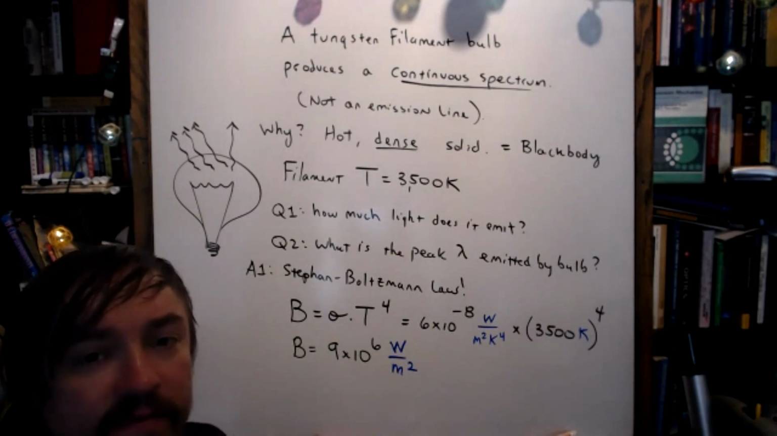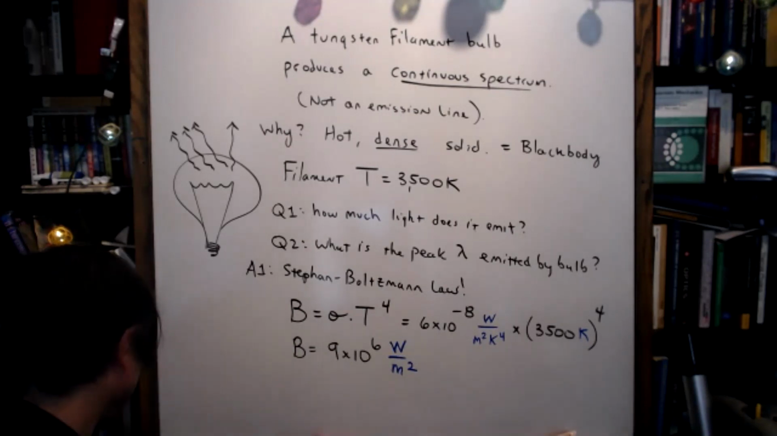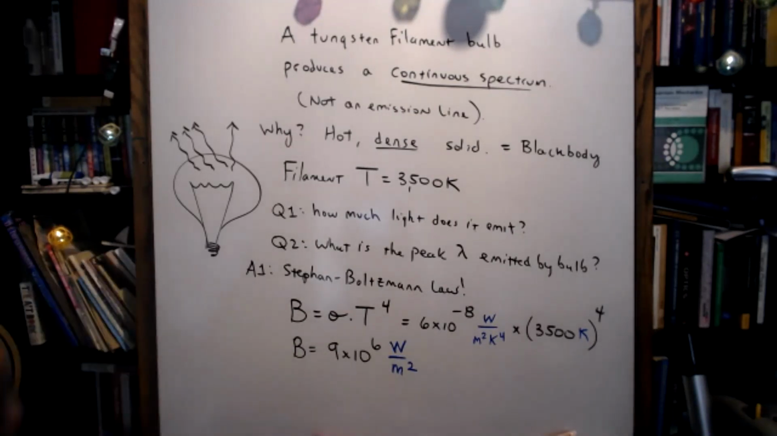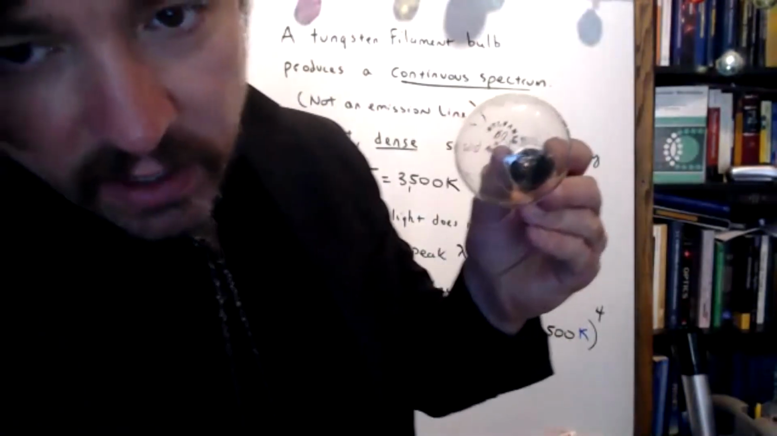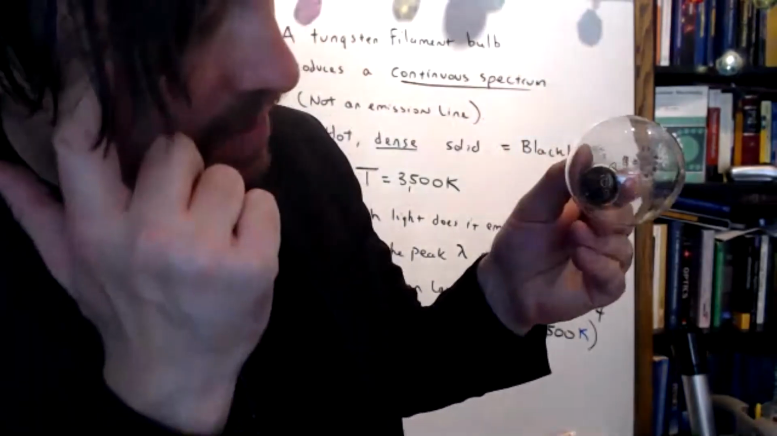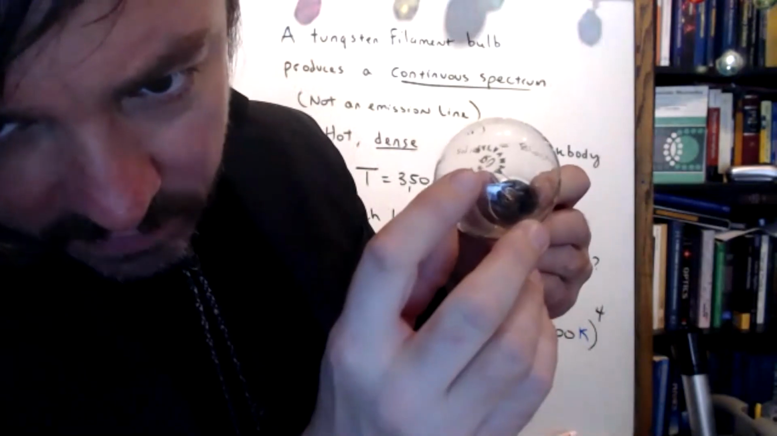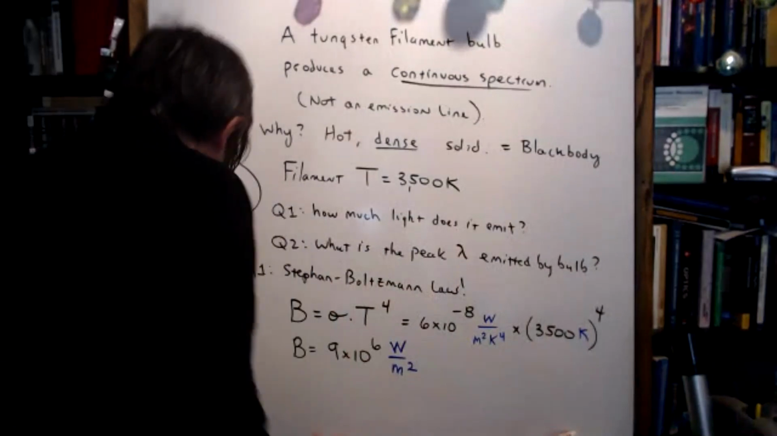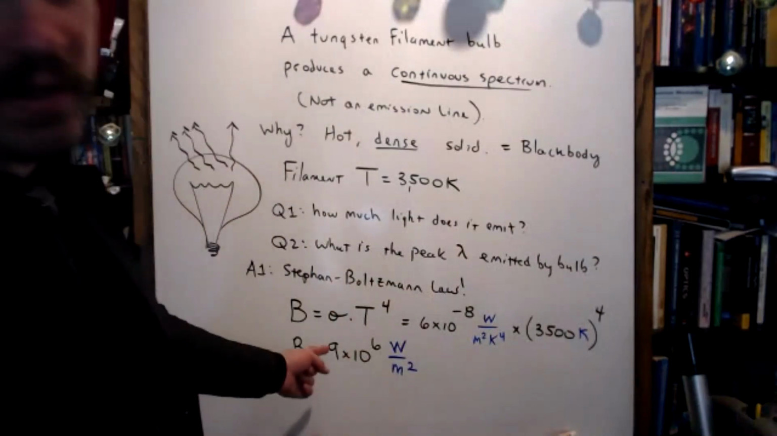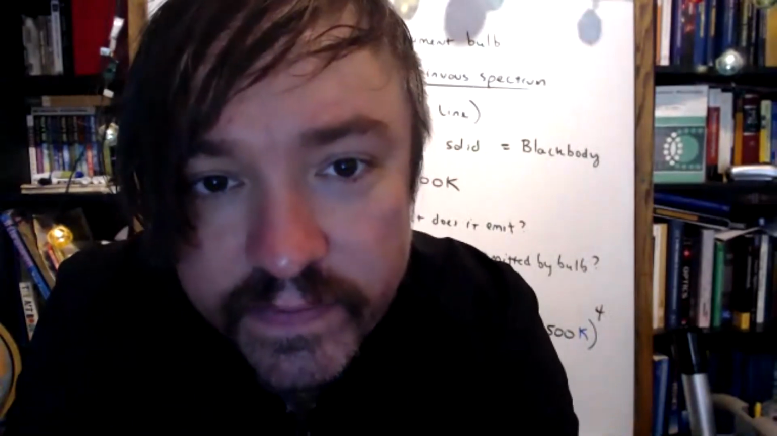Okay, now I've got a thought question to ask the class. I assert to you that the temperature of this bulb is 3,500 Kelvin, just like we had in our problem. But when I look at the wattage of my bulb, you guys can see it's only 60 watts. How can a 60-watt light bulb produce 9 million watts per square meter? Can anyone answer that riddle?